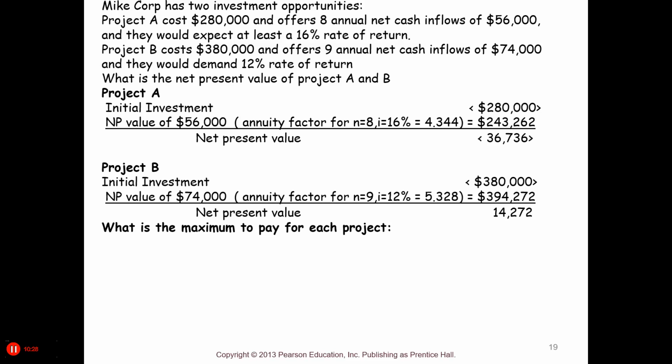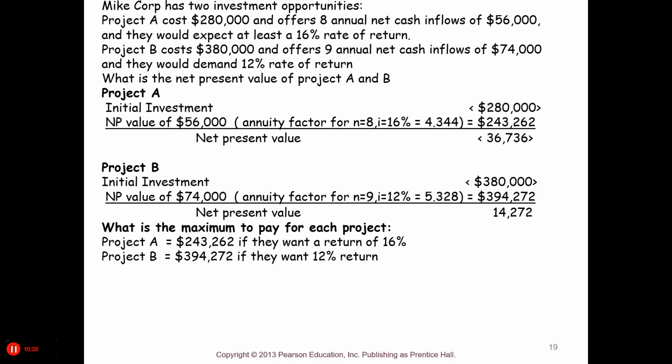Now, what is the maximum to pay for each project? For Project A, we should not pay more than $243,262. We expect to get 16%. Project B, we shouldn't pay more than $394,272 if we want 12%.